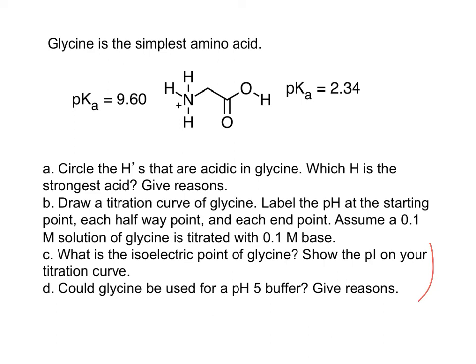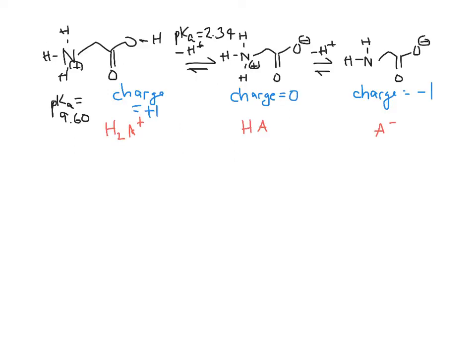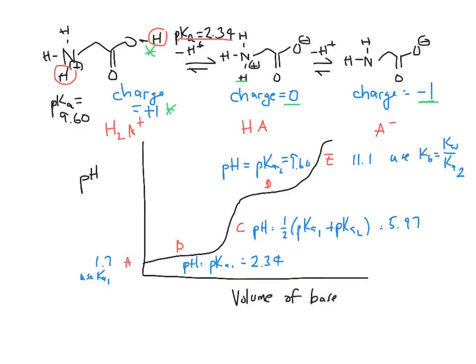Here are the answers. These are the acidic protons in glycine. This proton is lost first since it's the stronger acid. At low pH, the charge on glycine is +1. As the pH increases, the charge changes to 0 due to the loss of that proton. At even higher pHs, the charge changes to -1 due to the loss of the second proton.